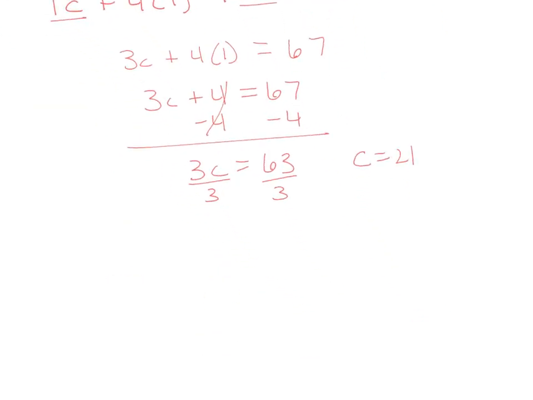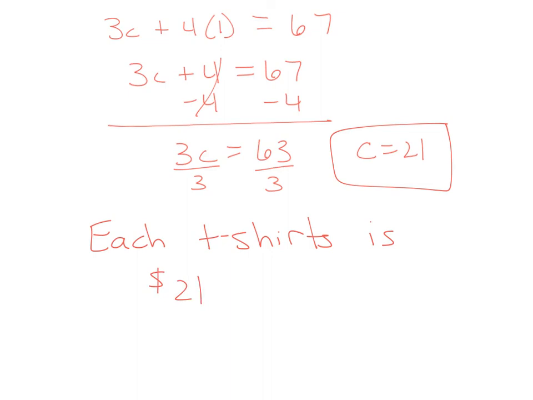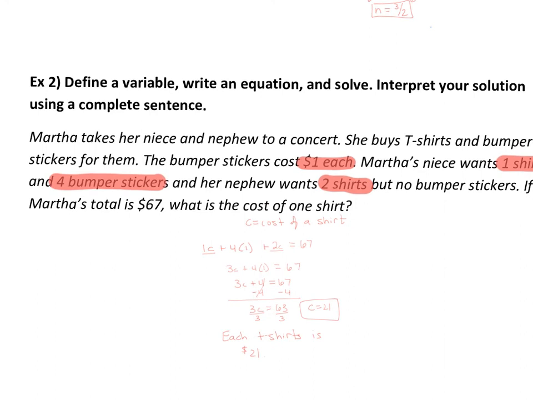Okay? So now write a sentence about that. So here's your final answer. So I'll put each t-shirt is $21 each. Or $21. I don't need to put each again, do I? Okay. All right. And that concludes the notes, the first part of the notes for Chapter 2, Lesson 3. Thanks.